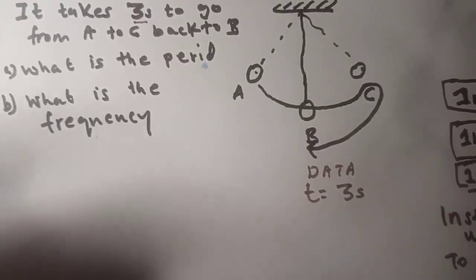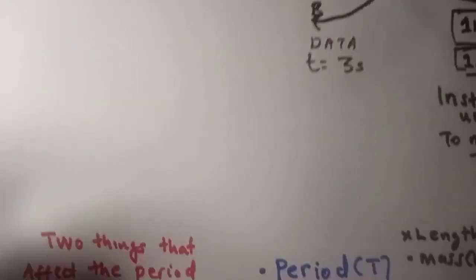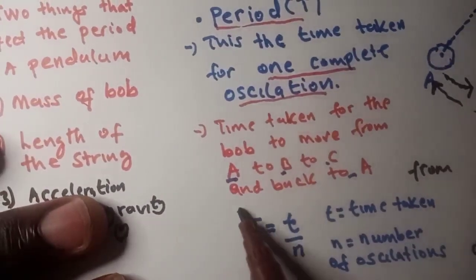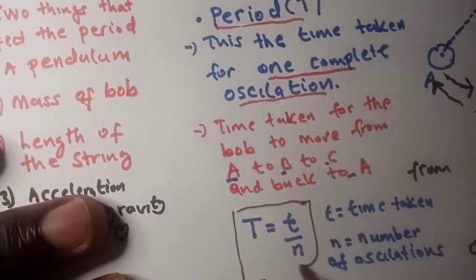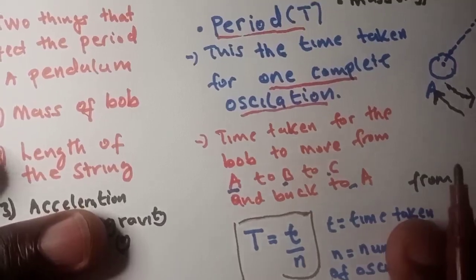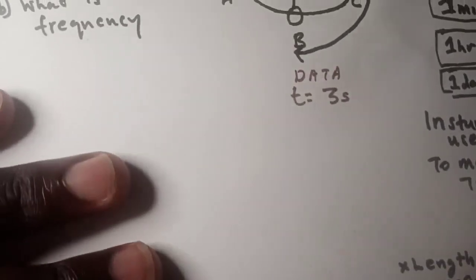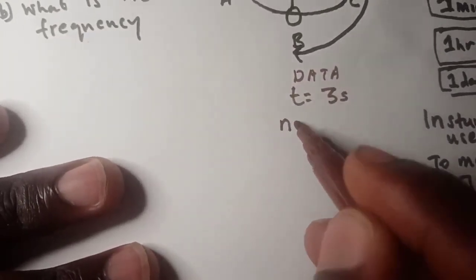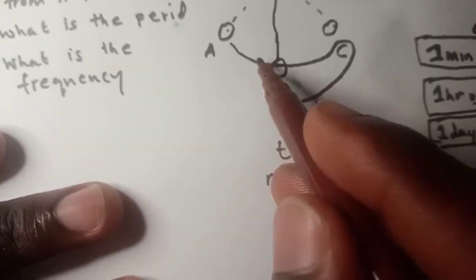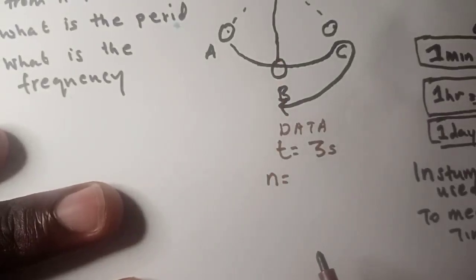So from the formula, remember the formula, we said the period is simply equal to time taken over number of oscillations. For us to find the period, we need the time taken, which we've been given as 3 seconds. The other thing we need is the number of oscillations, n.